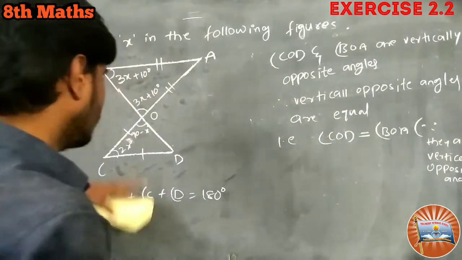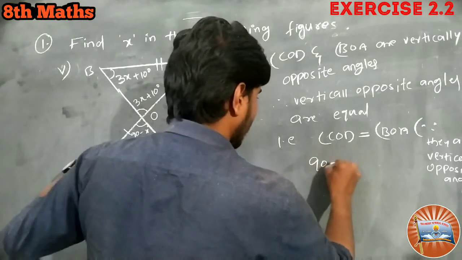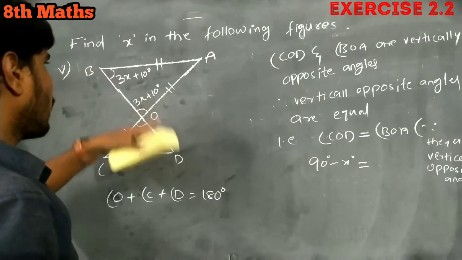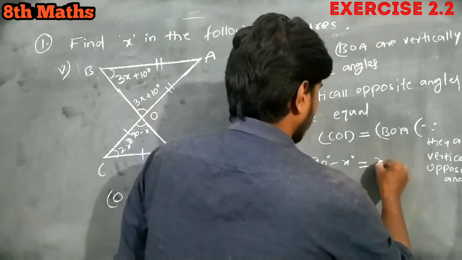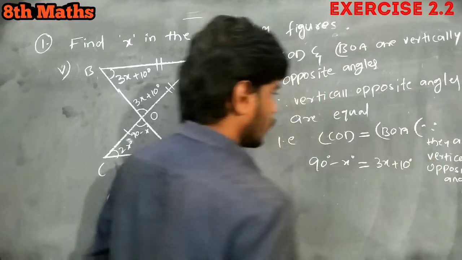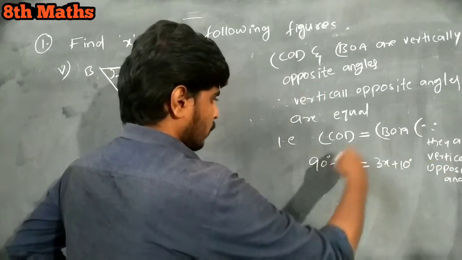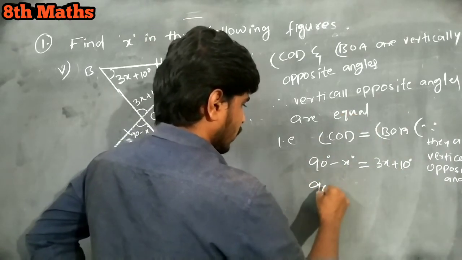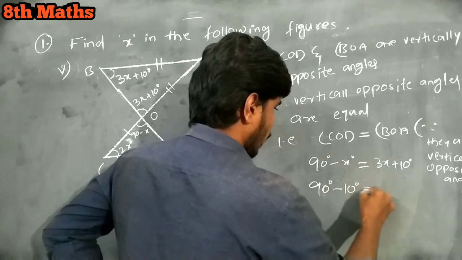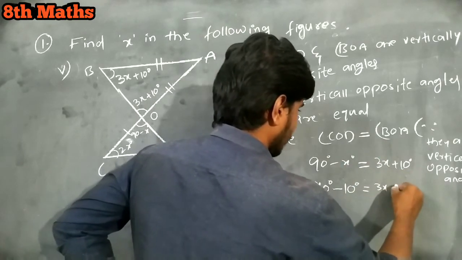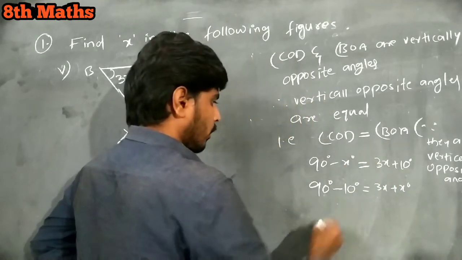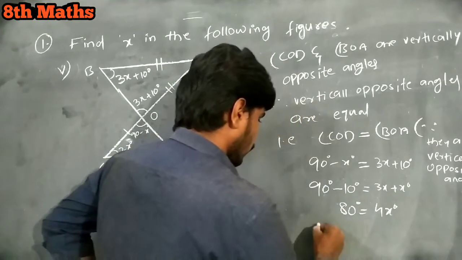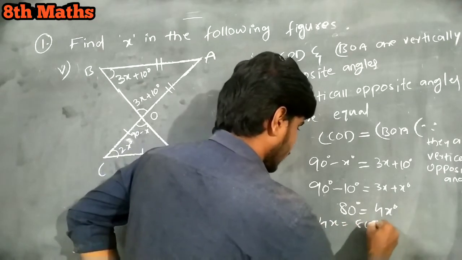I am writing once again. So what is angle COD? That is 90 minus x degrees. So 90 degrees minus x degrees, and angle BOA is nothing but 3x plus 10 degrees. Now this x transposes to the RHS and this 10 transposes to the LHS. 90 degrees minus 10 degrees, and this goes to here, 3x plus x degrees. Now it becomes 80 degrees, and this one becomes 4x degrees. So 4x is equal to 80 degrees.